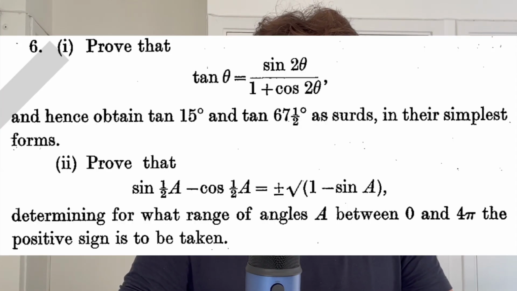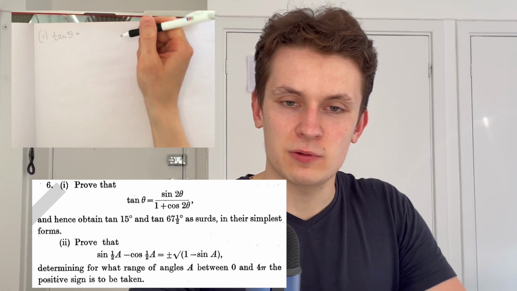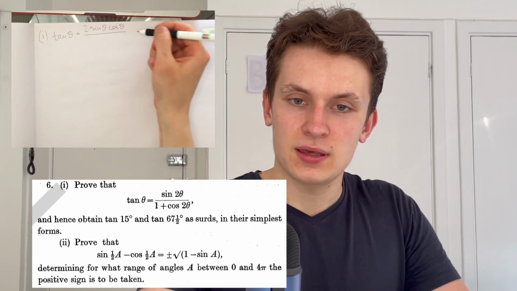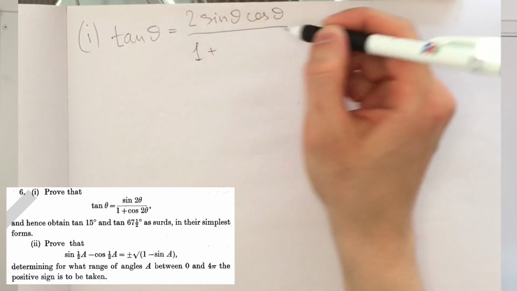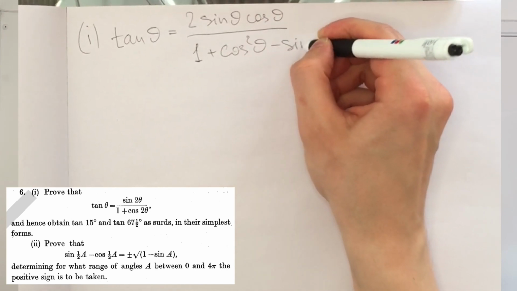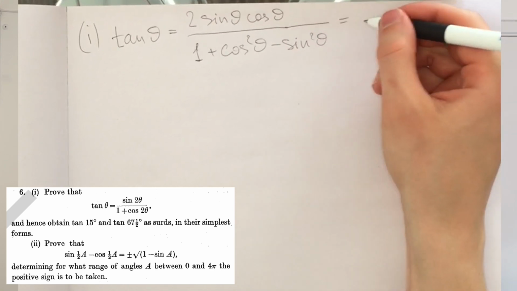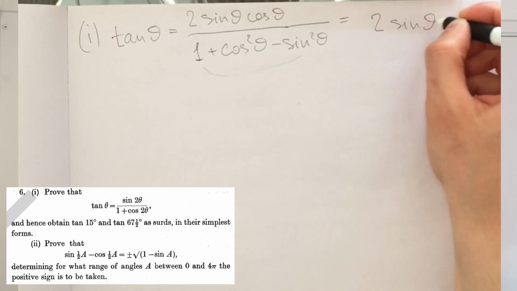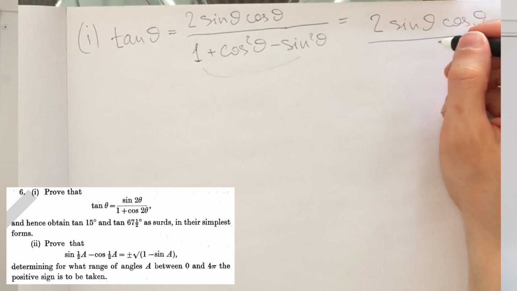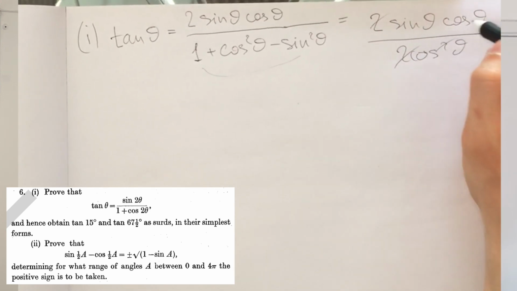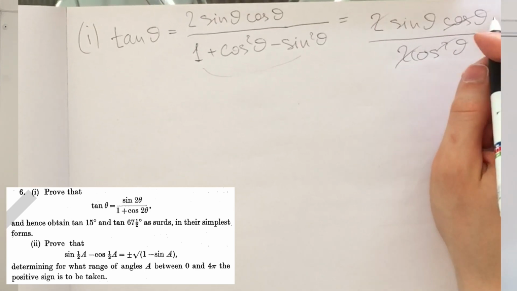Question 6, prove that tan... Okay, this is a trig identity. So tan theta, I will start expanding straight away. So on top, we will have this. We should remember that cos 2 theta is cos squared theta minus sine squared theta. And of course, 1 minus sine squared theta gives us another cos squared. So this fraction becomes 2 sine theta cos theta over 2 cos squared theta. The 2's cross out, and then 1 cosine goes away. Okay, yes, so it is definitely a tangent.